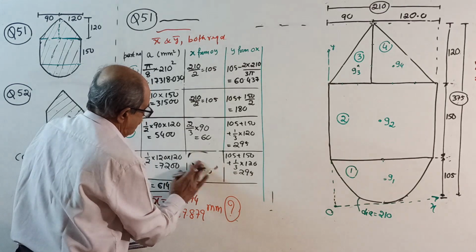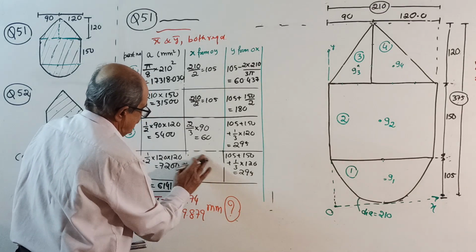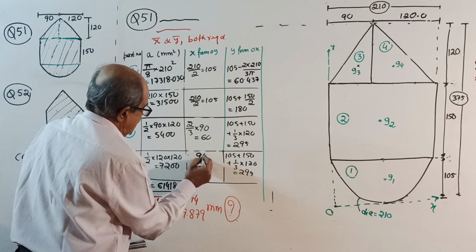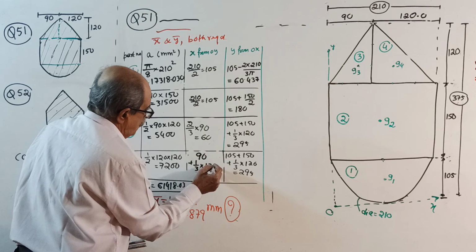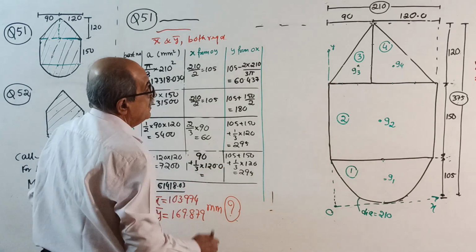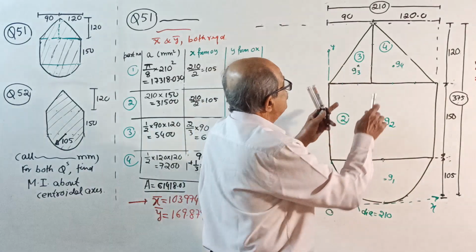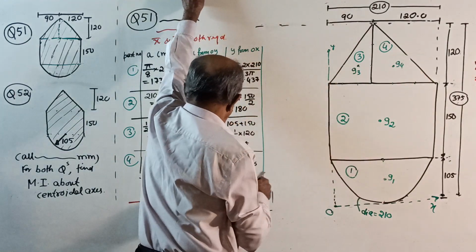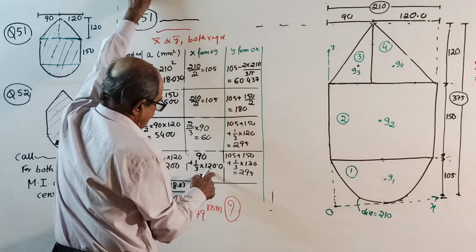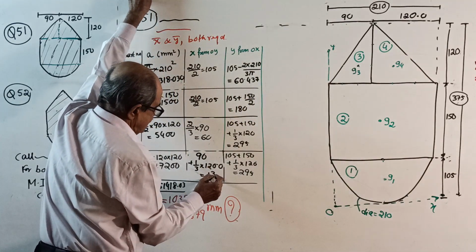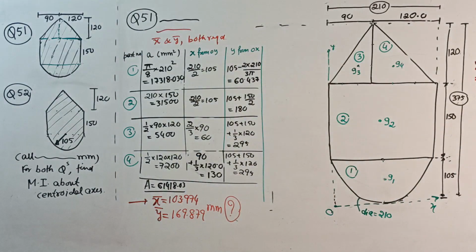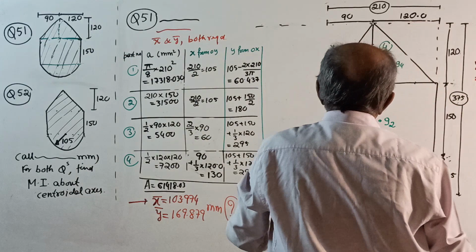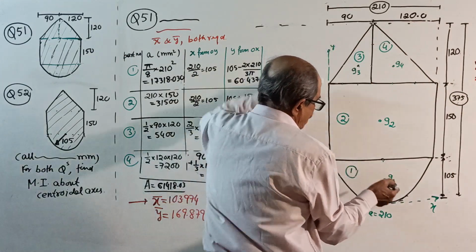this ink is a problem, okay. It is 90 plus 1 by 3 of 120. Because one third of this 120 is how much? 120, 40, 45, 130 I think. Just 1 minute, I made a small note of the x and y there. 130, correct.